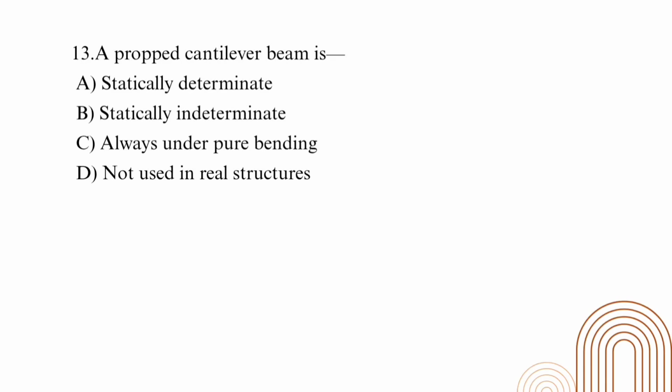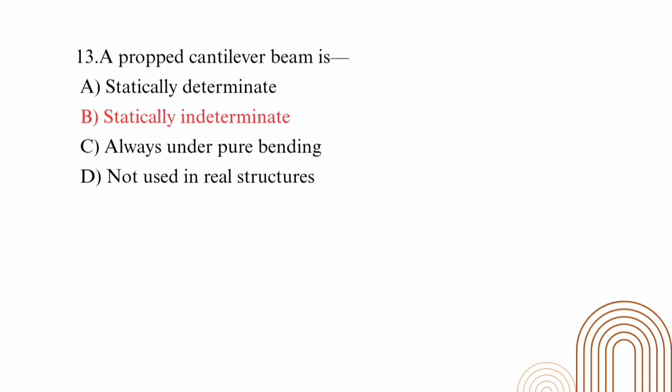Now the next question, number 13. A prop cantilever beam is, and options are: option A, statically determinate; option B, statically indeterminate; option C, always under pure bending; and option D, not used in real structures. And the correct answer is statically indeterminate. A prop cantilever beam is a statically indeterminate structure.